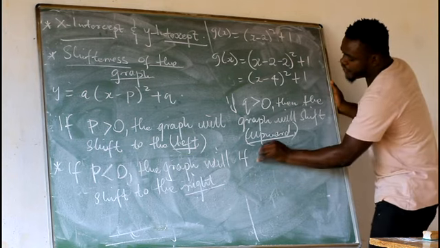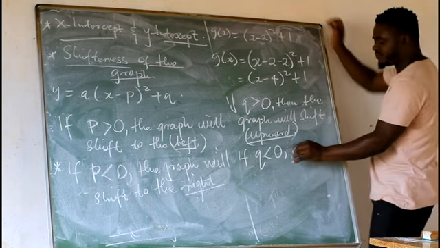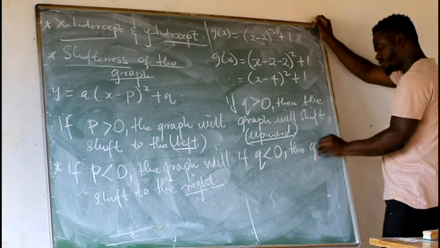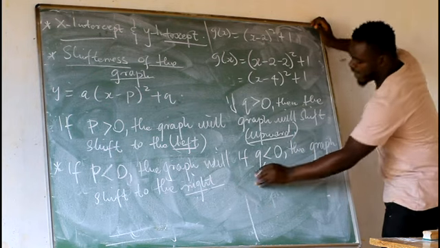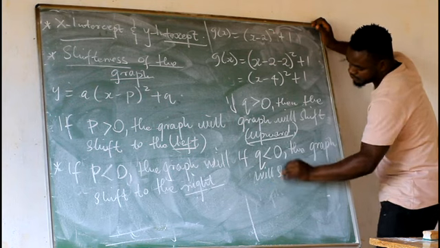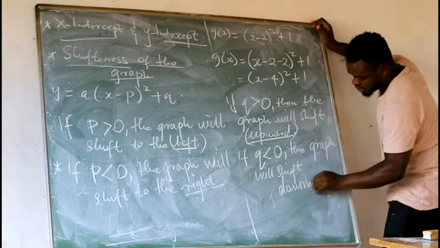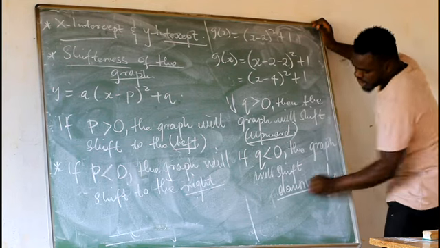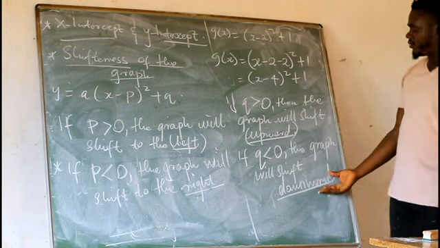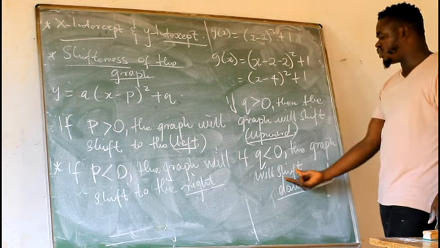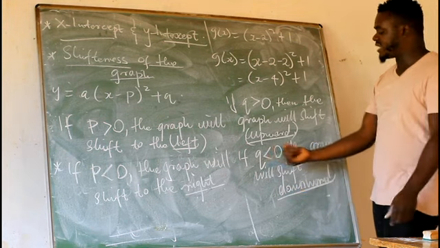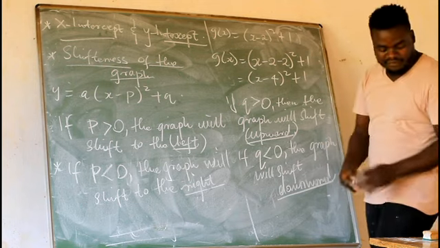And also, if q is less than 0, the graph will shift downwards. If q is less than 0, therefore the graph will shift downwards. So less than 0 means negative.